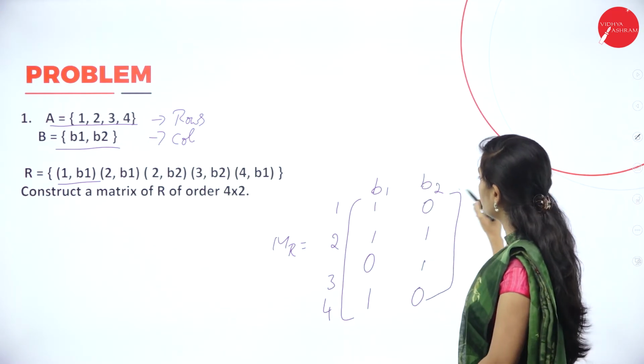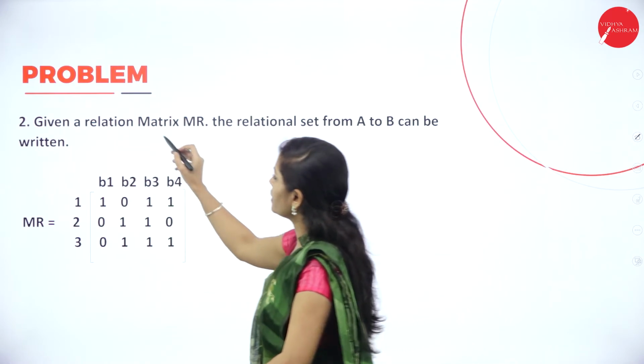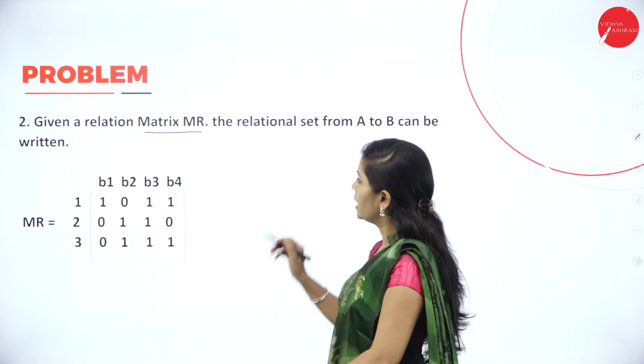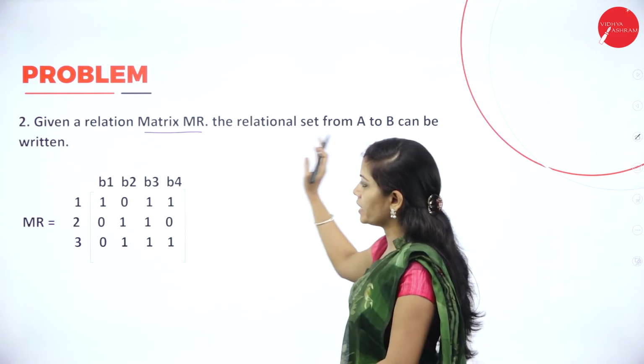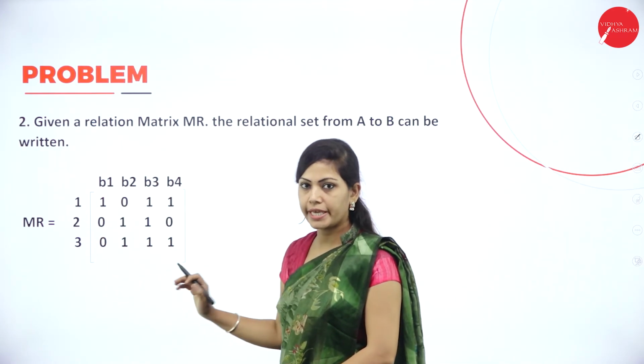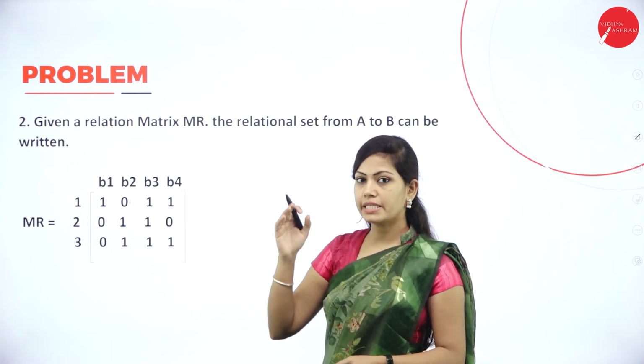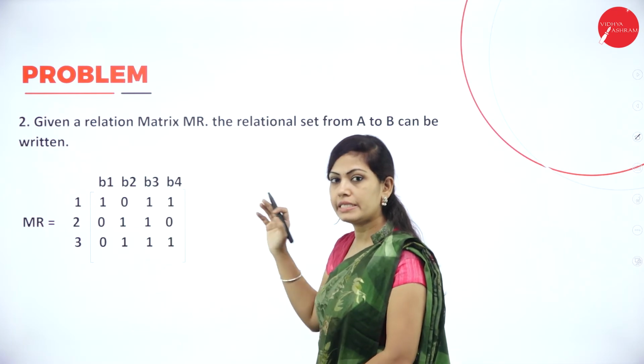So this is your matrix representation. And the next problem is, given a relation matrix MR, the relation set from A to B can be written. Here we have a matrix representation. Using this matrix representation, we have to find the sets and we have to find the relation.